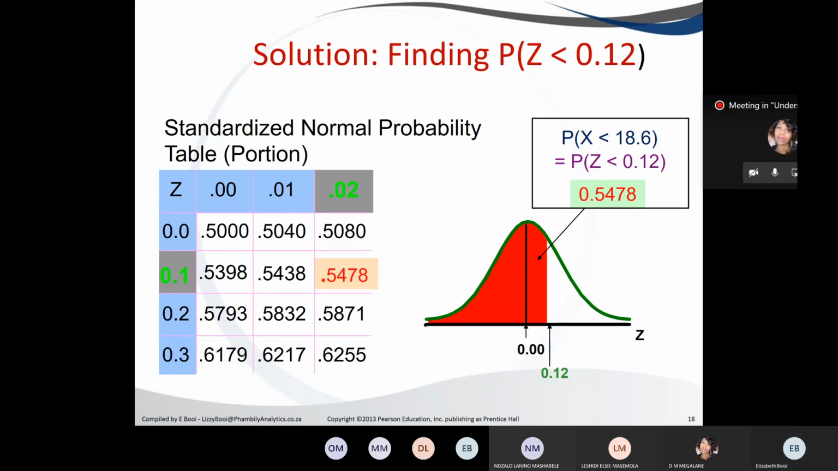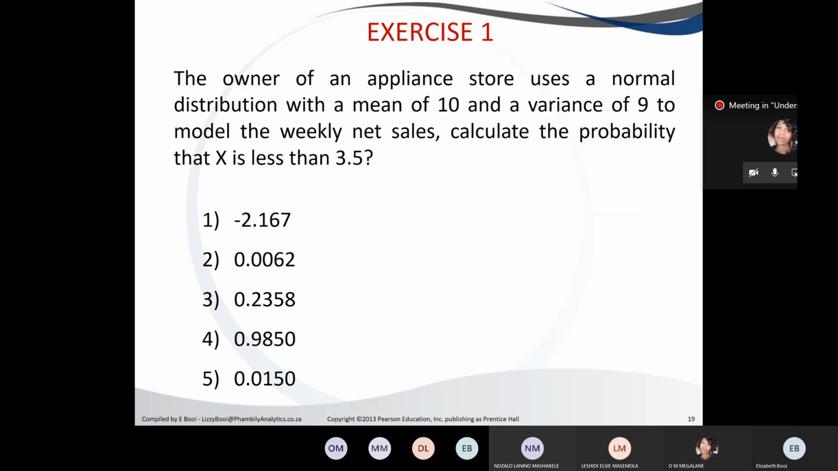Any questions? If there are no questions, there is your exercise. Remember, you can first find your Z value. And this question is asking you to calculate the probability because this is the exercise we're doing. And for the sake of time, we can also use the less than probability.